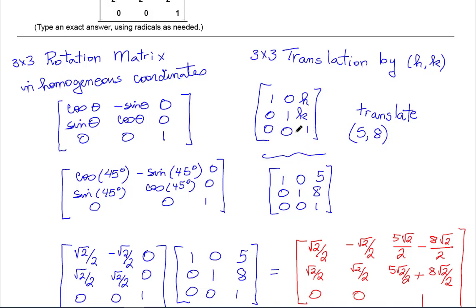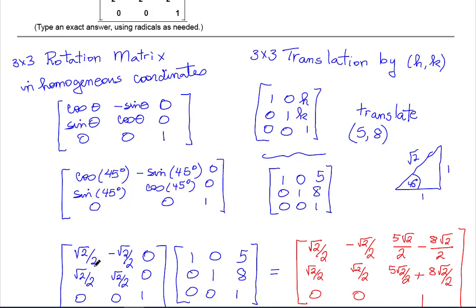Again, this is for homogeneous coordinates. So the translation by 5, 8 looks like the matrix that we see here. My rotation matrix uses the cosine of 45 degrees. Our 45-degree triangle from trigonometry, if you happen to have forgotten that, is 1, 1, square root 2. So sine and cosine are 1 over square root 2, but when you rationalize it, that's square root 2 over 2.